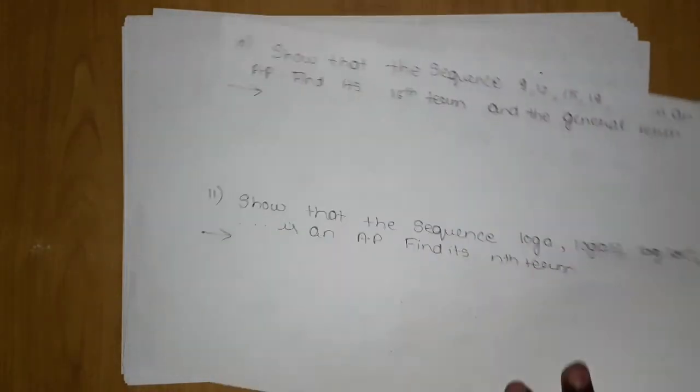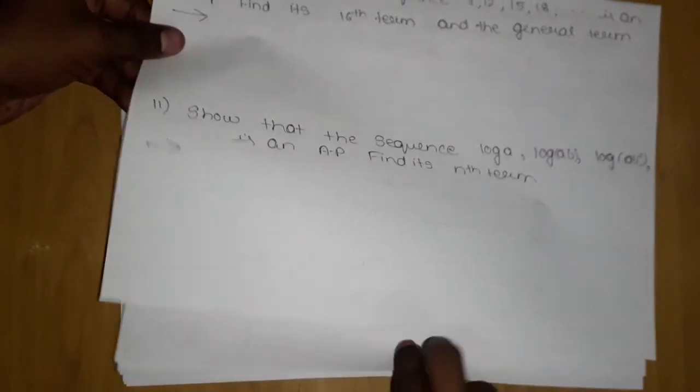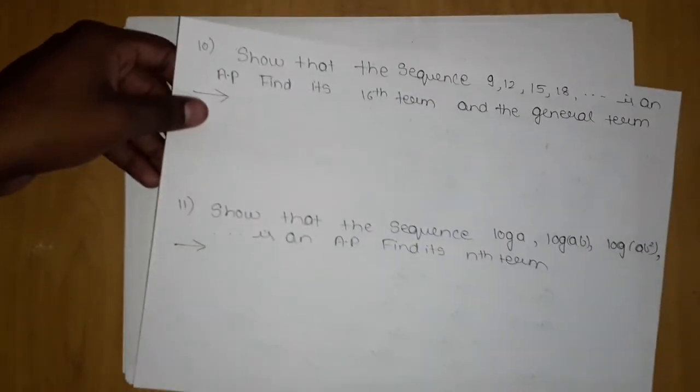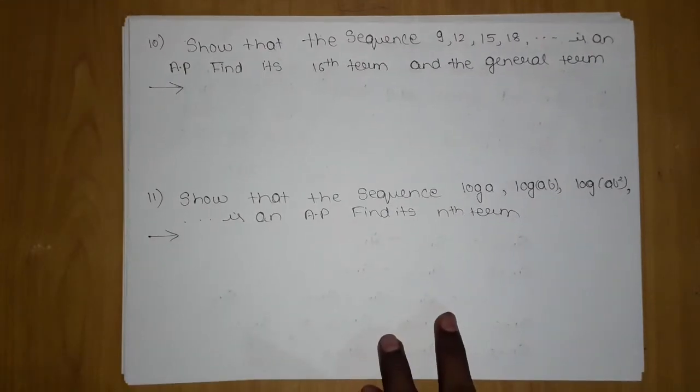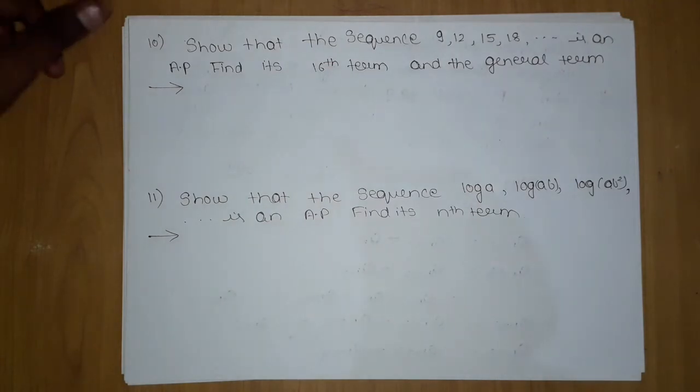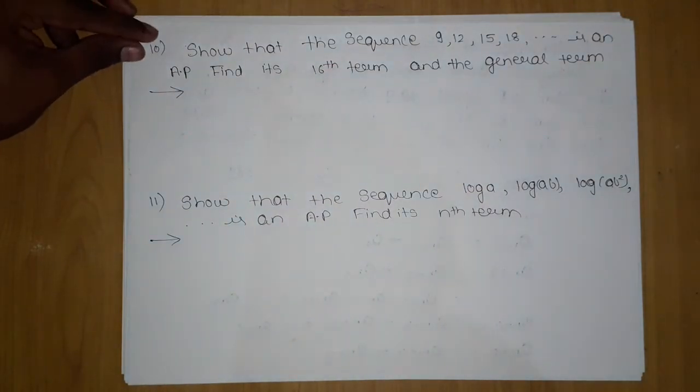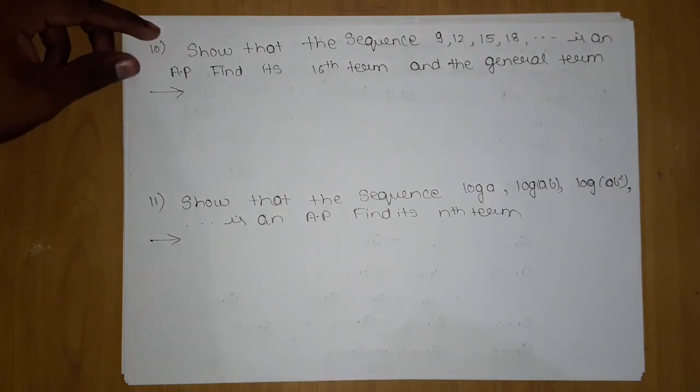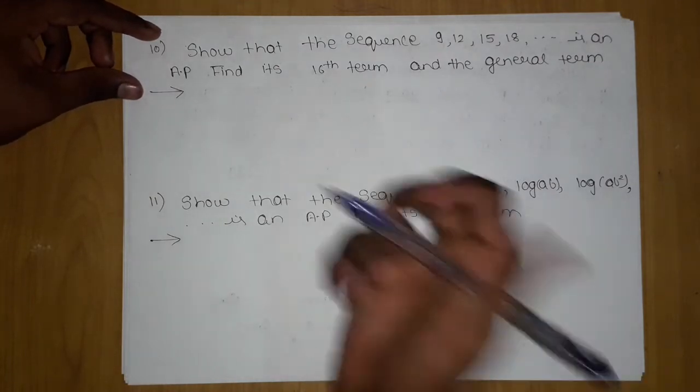Now the next question is like this. Let me remove this page. The next question is: show that the sequence 9, 12, 15, 18 is an AP and find its 16th term. These are some basic questions which I took. We want to find the 16th term and then the general formula. As I told you, in such problems, don't waste your time on small steps in such big questions. Just try to get it using the shortcuts which I taught you.